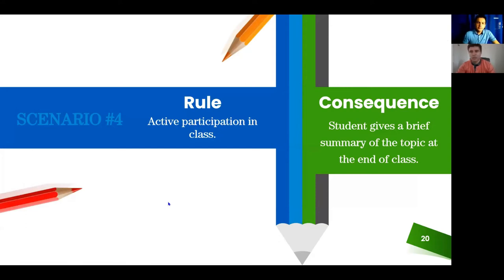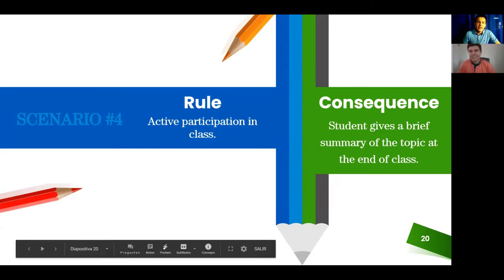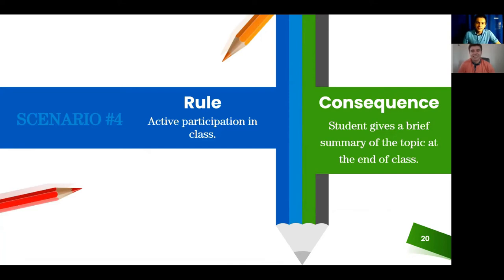Danny, would you like to read the rule? Yes. Active participation in class. If the student breaks this rule, Danny, the consequence is that the student gives a brief summary of the topic at the end of the class.